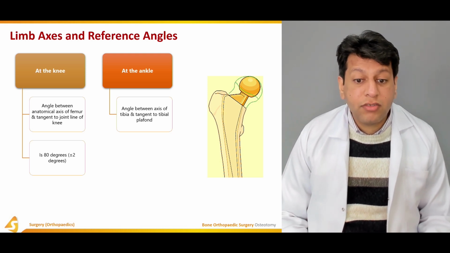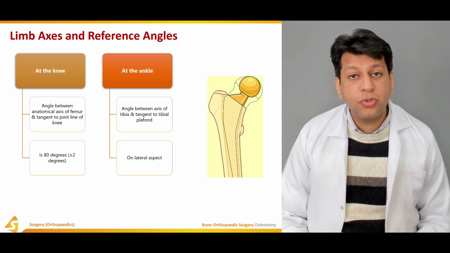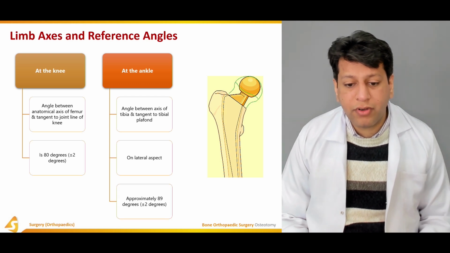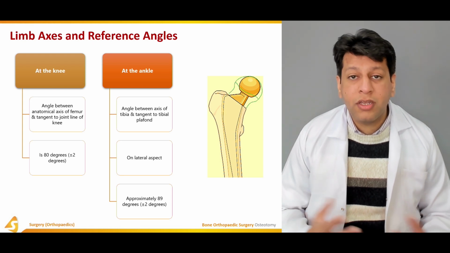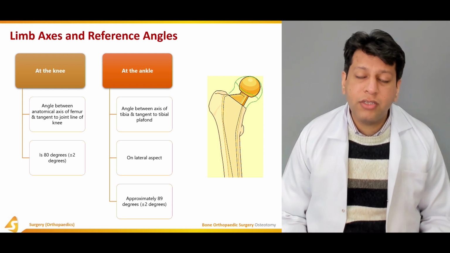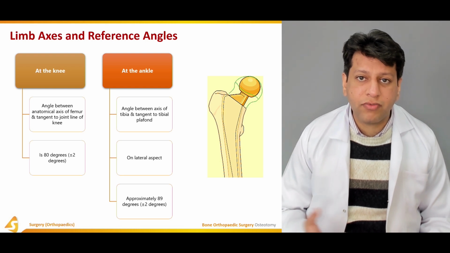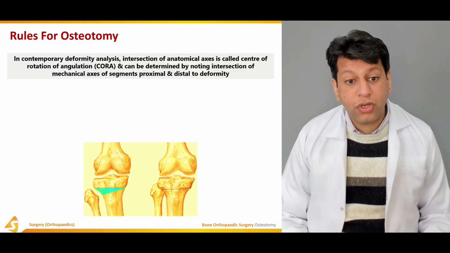It is the angle between the axis of the tibia and the tangent to the tibial plafond, and it usually lies just lateral to the center of the tibial plafond, approximately 89 degrees plus minus 2 degrees. Then again it's almost 90 degrees, and you can say that the tibial axis and the anatomical axis of the ankle are almost parallel. Now coming to the rules of osteotomy.